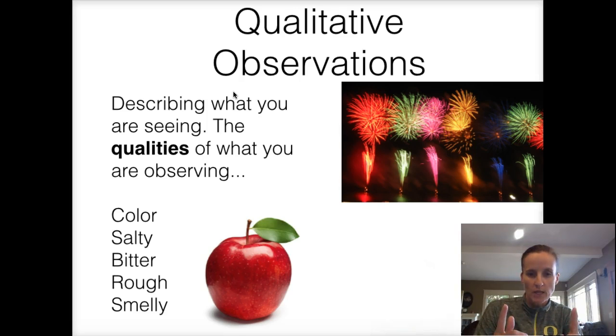You'll notice in that word qualitative resides the word quality. Qualitative observations, you're describing what you are seeing or hearing or smelling or tasting or touching, the qualities of what you are observing. So you might describe the color of something. So with this apple here, we might describe this color as red. If we describe the color as red, we could make some decisions about what it was. If it's a red apple versus a green apple, these are important observations.